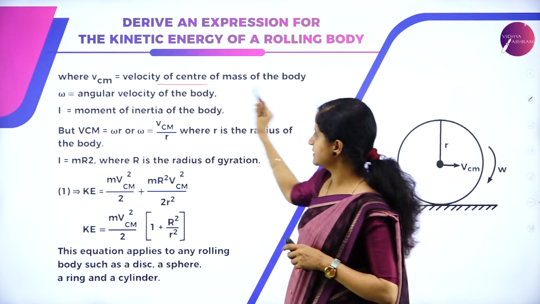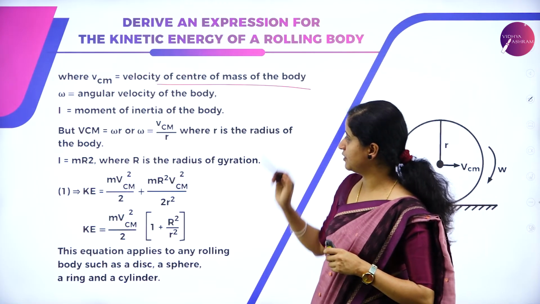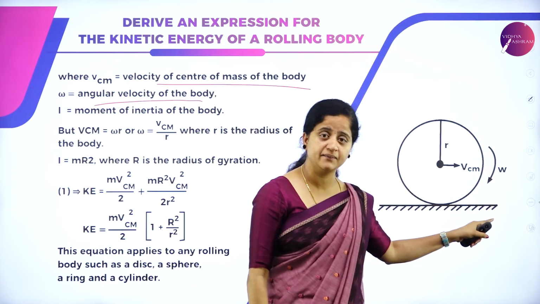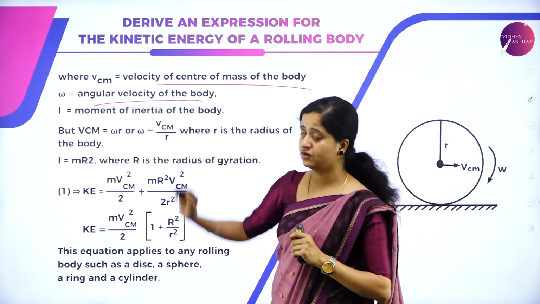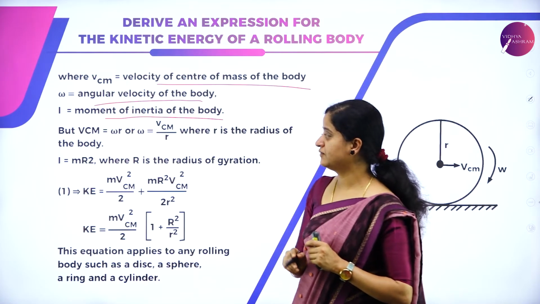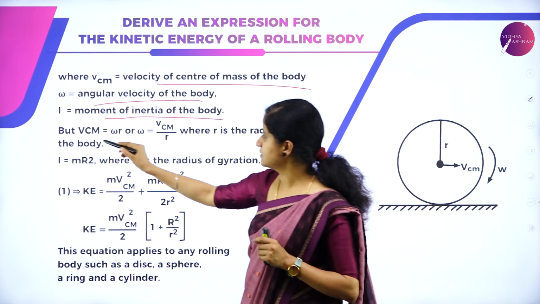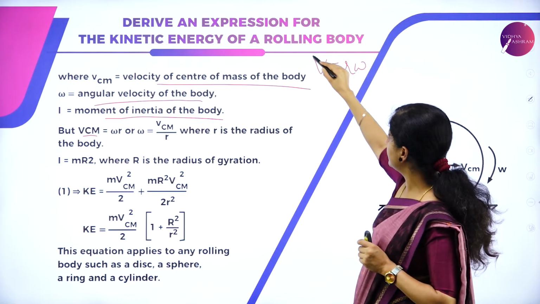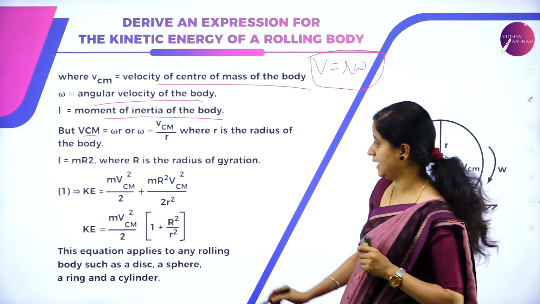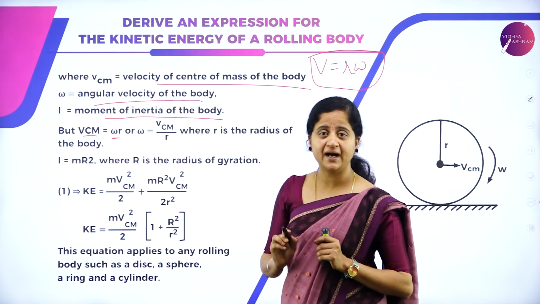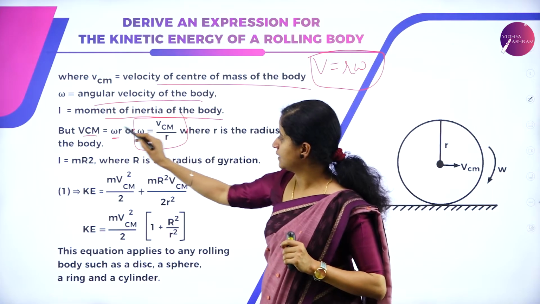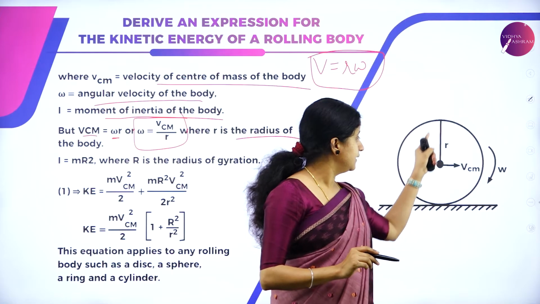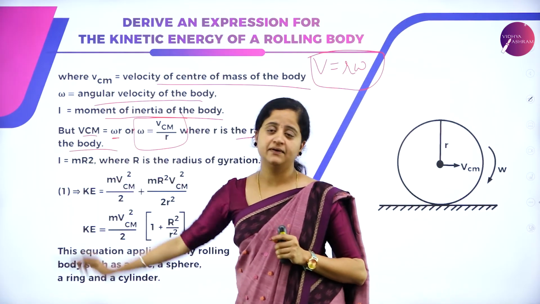Now v_cm is the velocity of the center of mass of the body, and omega is the angular velocity. If the body is rolling, it will have an angular velocity, denoted by omega, and I is the moment of inertia of the body. But what is this velocity of center of mass? We know the relation between linear velocity and angular velocity: v is equal to R omega. So v_cm is equal to omega R, and from this we can write omega is equal to v_cm divided by R. What is R? It is the radius of the given body.